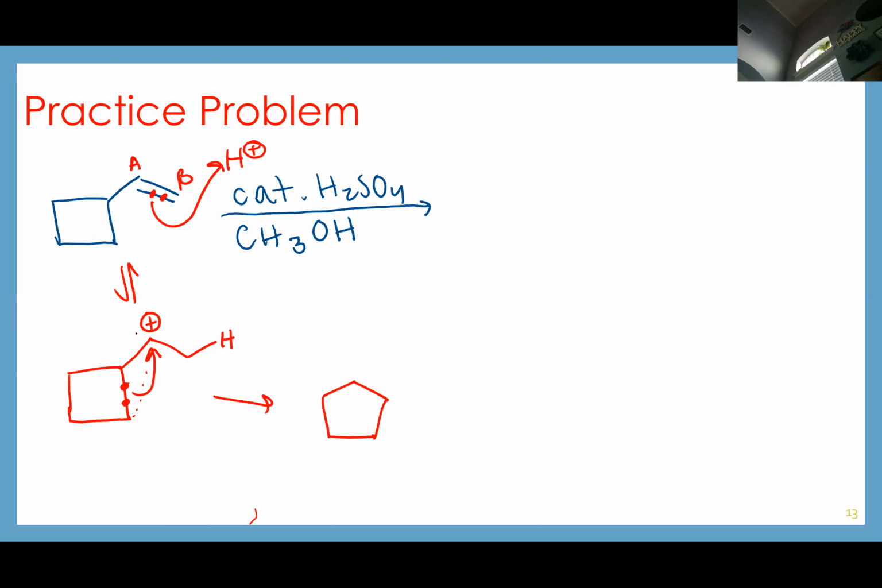So again, we can number everything if it helps us. So we should have a methyl group coming off of carbon number 1. And where is our carbocation going to be?